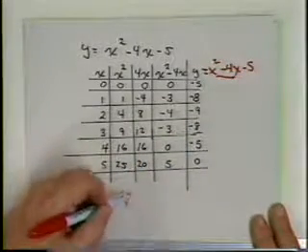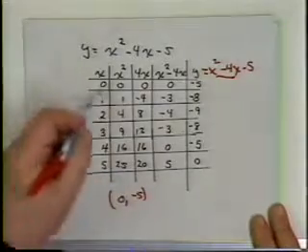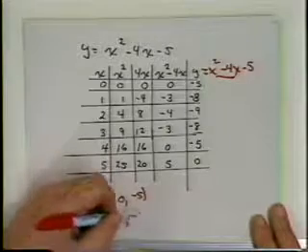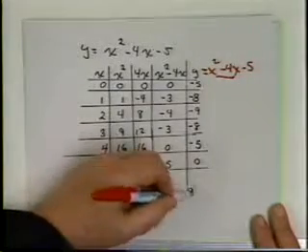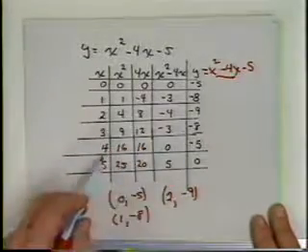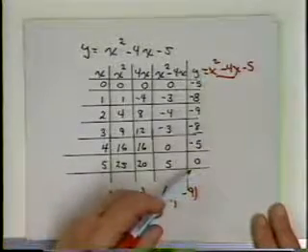I'm getting points like what? We always write the x coordinate first. So 0, comma, negative 5 is one point on my graph. 1, comma, negative 8 is another point on my graph. 2, comma, negative 9 is another point on my graph. 3, comma, negative 8. 4, comma, negative 5. And 5, comma, 0.